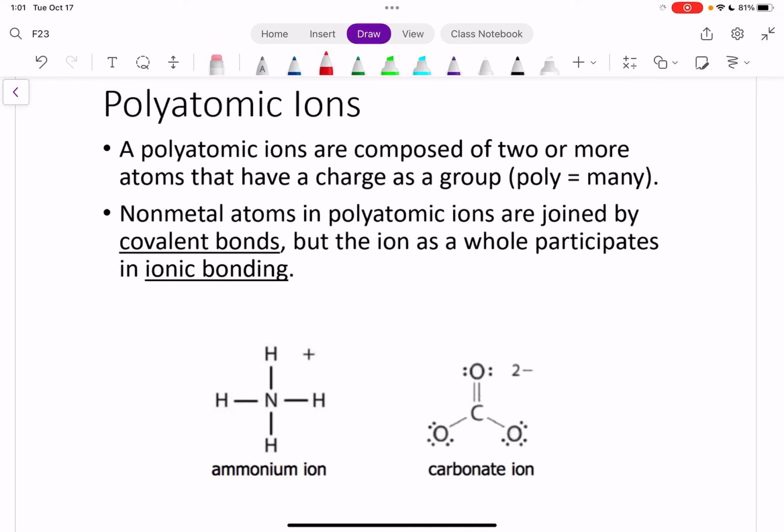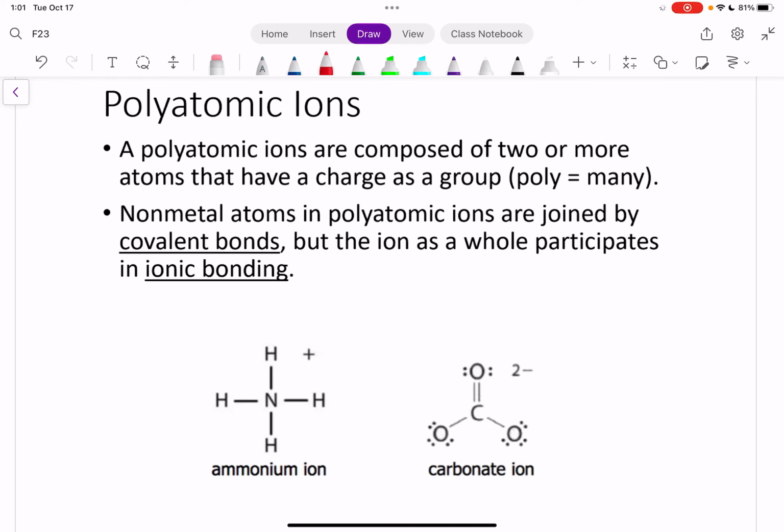electrons, but they have an overall charge, so we call them ions. Remember the prefix poly means many, so more than one atom bonded together with an overall charge. Remember, ion is what we call anything with an overall charge. So you'll notice, right, hydrogen's a nonmetal, nitrogen's a nonmetal, oxygen nonmetal, carbon nonmetal. All of these are bonded together and sharing electrons in covalent bonds, but the ion as a whole has a charge, which means now it can participate in ionic bonding.